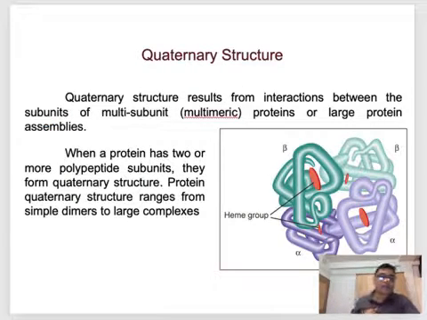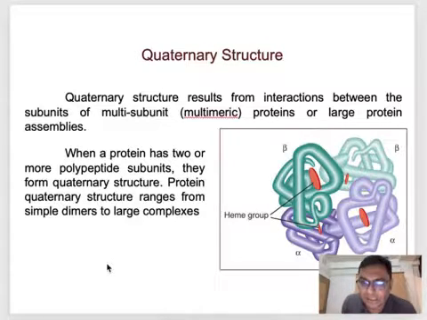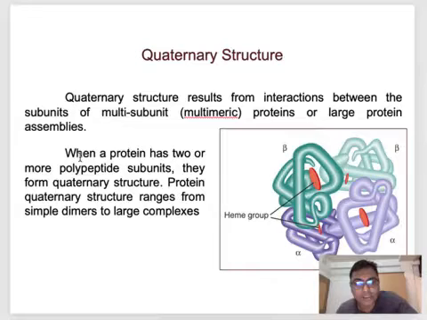Anyway, the final structure, the quaternary structure of protein. The quaternary structure of protein results from interactions between the subunits of multi-subunit proteins or large protein assemblies. Usually, at least two or more tertiary structures of proteins interact with each other and form the quaternary structure. So when a protein has two or more polypeptide subunits, they form quaternary structure, at least two.